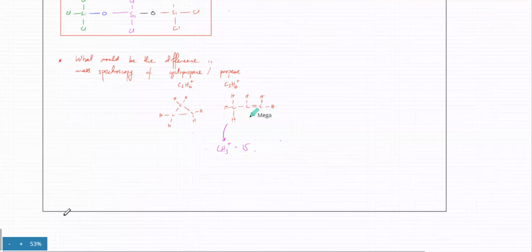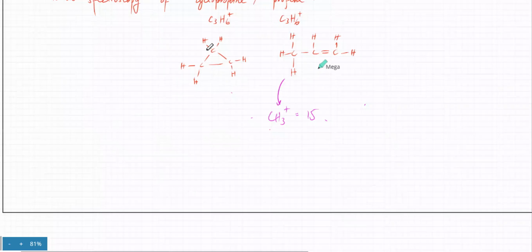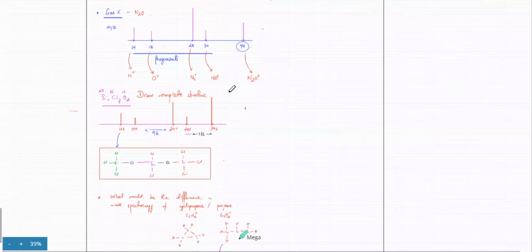Like in this one, you figure out there is no peak at 15 over here. That is an indication that there is no CH3 in the structure. So there would be tiny hints about the structure by just looking at the mass spectroscopy. The best information that mass spectroscopy gives is the number of carbon atoms and the number of chlorines and the number of bromines. So next class we'll continue.